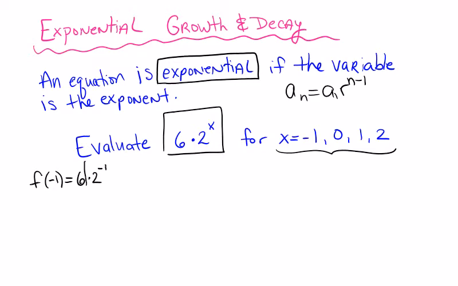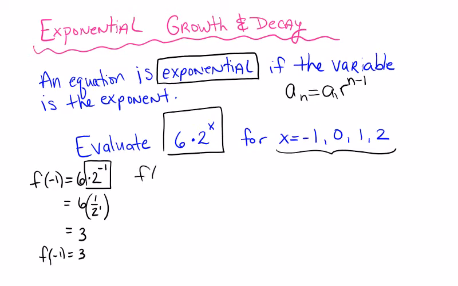Now, there are two important things to know here. Number one is you must deal with the exponent first before dealing with the 6. The second thing to remember is any negative exponent will change something from a whole number to a fraction, and the exponent will stay there. So what ends up happening is 2 to the -1 is really 1/2 to the first. And then 6 times 1/2 is going to get us 3. So f of -1 is equal to 3.